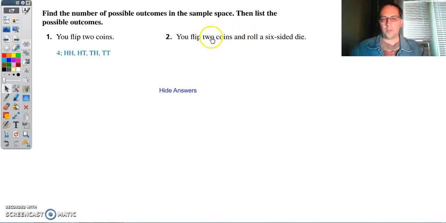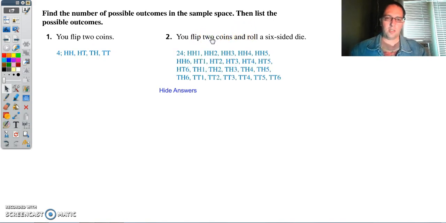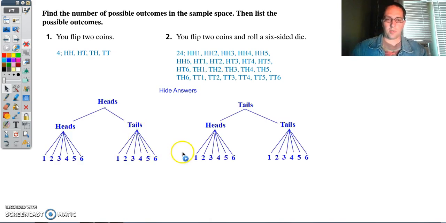Over here, we're going to flip 2 coins and then roll a dice. So here's all of them listed out. I'm just using H for heads and T for tails instead of writing it all out. There's a lot of them there, right? 24 total possibilities. And you can see when you're writing it like this how it's easy to miss one, or easy to think you've already written one down when you haven't, or to think you haven't written one down when you have, which is why the tree diagram is good.